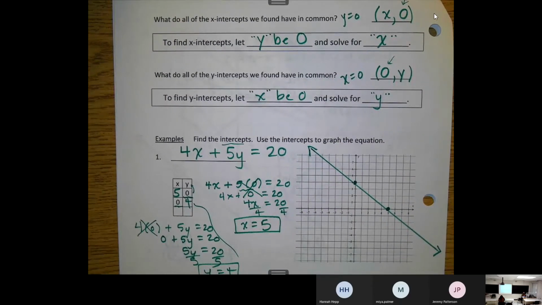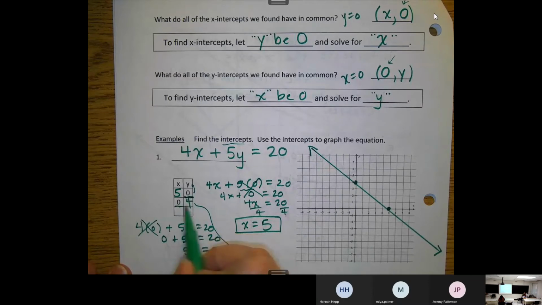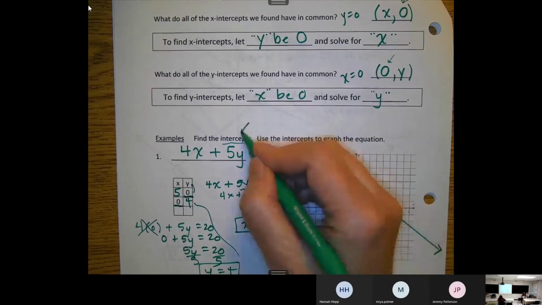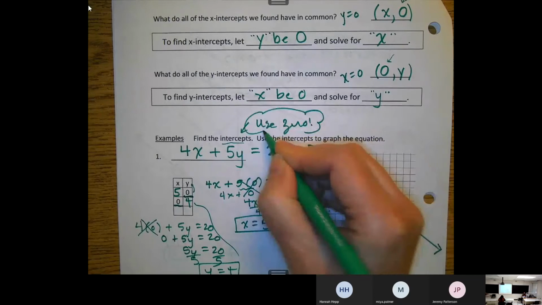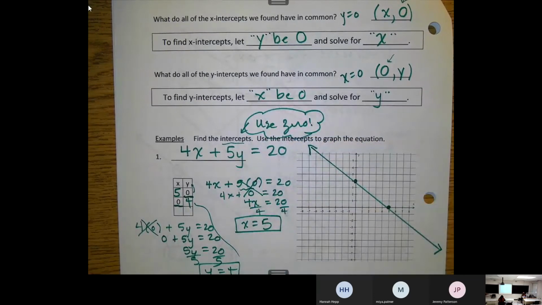So the trick today to finding intercepts is starting with the zeros. You can see in our charts here, they were already filled in, but they won't always be. So eventually we'll need to remember for intercepts, start with 0. Find those 2 points, use them to draw the line. Anything we could help out with on that first one?